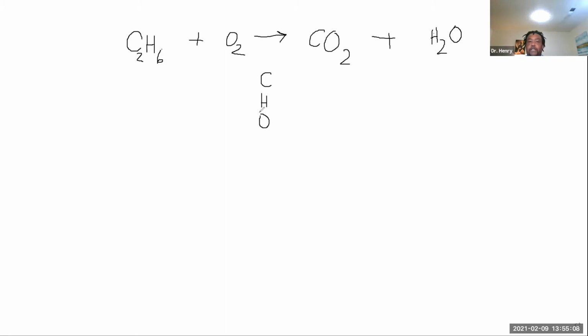Okay, where should we start? Carbon on the left. Is that the products or the reactants? That's the reactant. How many carbons do we have? 2. On our product side, 1. On our reactant side, hydrogens: 6. On our product side, 2.